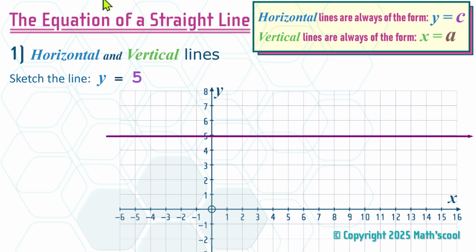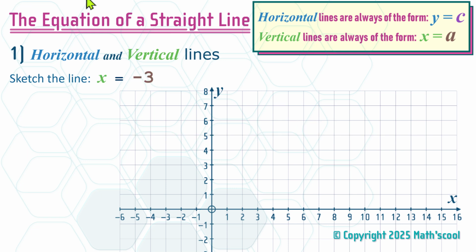The reason is, if you pick any point on this line, its y coordinate will always be 5. So if you pick this point here, it's got an x coordinate of -4 and a y coordinate of 5. Or if you pick this point here, it's got an x coordinate of 6 and a y coordinate of 5. So that's the line y equals 5. Every point on that line has a y coordinate of 5. And more interestingly, where it cuts through the y-axis will be at 5.